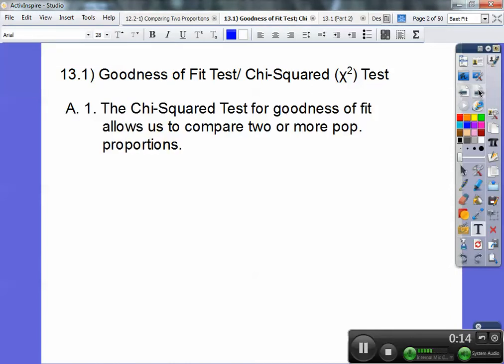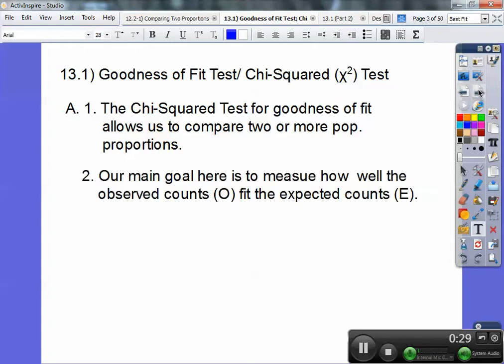And the chi-squared is used when you're doing more than one z-test procedure. When you're doing several at once, that's when you do the chi-squared. So the chi-squared test, or goodness of fit, allows us to compare two or more population proportions. So if it's more than two, then I would definitely do the chi-squared, and it'll tell you on the AP test. Our main goal here is to measure how well the observed counts fit the expected counts, okay?